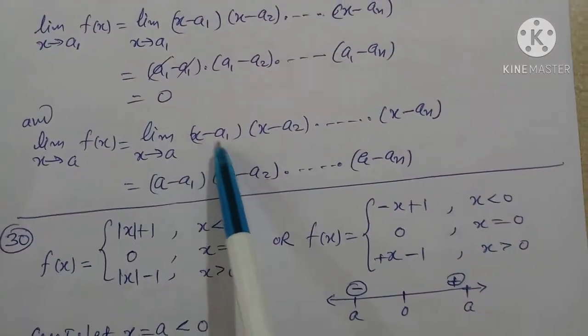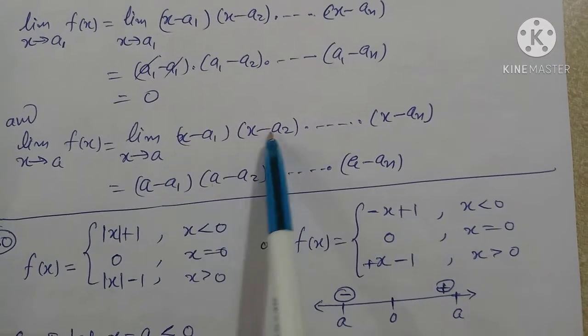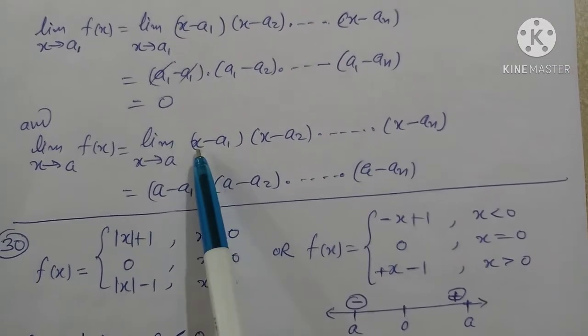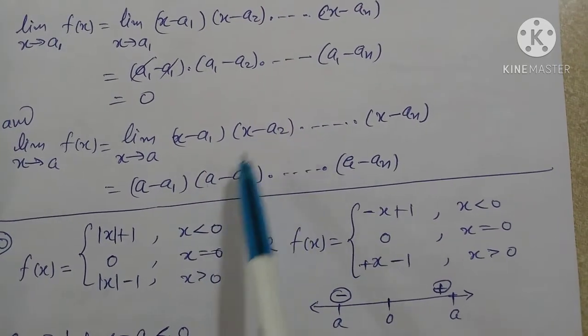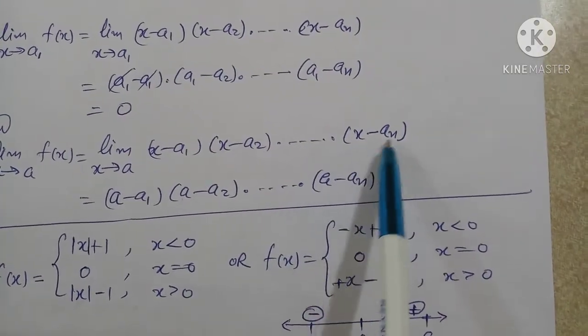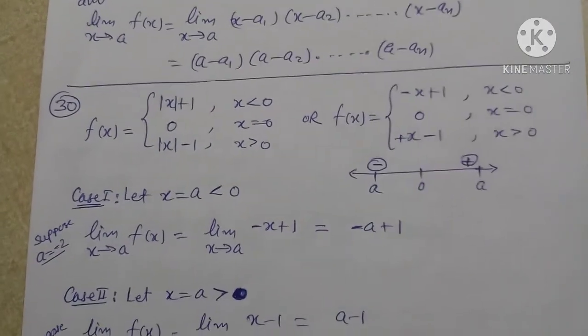So once again this is the function f(x). Everywhere this is x, so everywhere write a. So a minus a1, a minus a2, dash dash dash up to a minus an. This is the limit. Now question number 30.